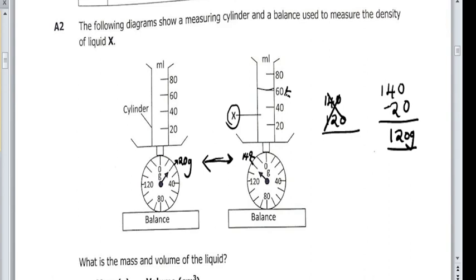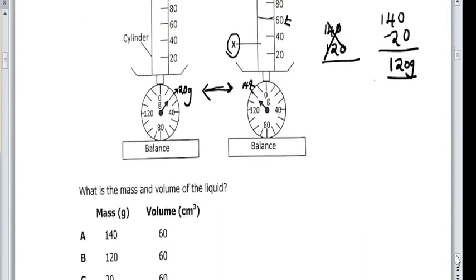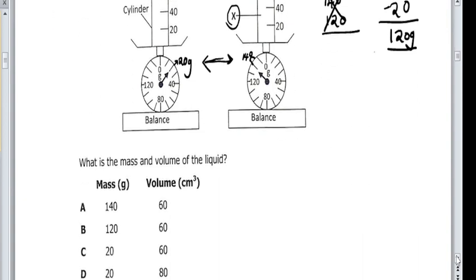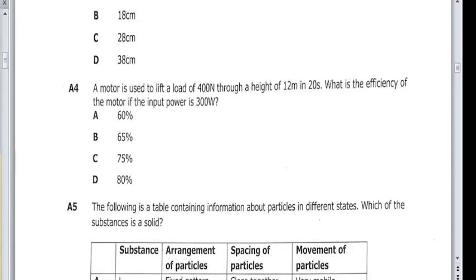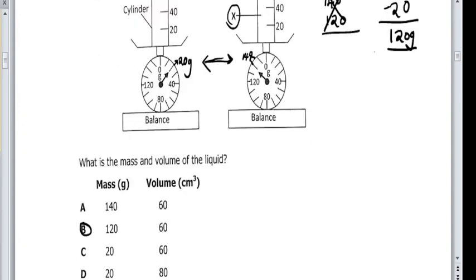Then the volume is 60 milliliters. So we check for the one which has a mass of 120 and a volume of 60 milliliters. And our answer choice is choice B. B is the answer. Proceed. Look at the other question.